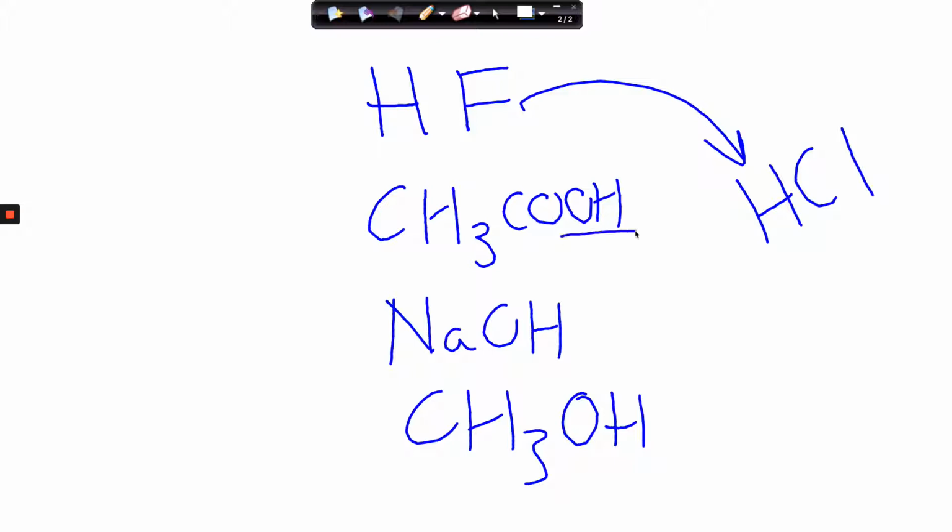Then all of these contain OH. So why is this a weak acid? Why is this a strong base? And why is the last one an alcohol? See, guys, we get to answer all of these interesting questions.